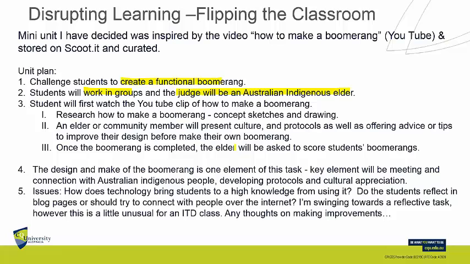Nice conception. Okay, the design and make of the boomerang is one element of the task. The key element, though, is meeting and connecting with the Australian Indigenous people. Now, if that's so, then when we go back and look at John's pedagogical map, remember week 6 and 7, the things we've already done, in there in cultural competencies, or cultural capabilities, he will mention the appreciation of culture because he's bringing this out.